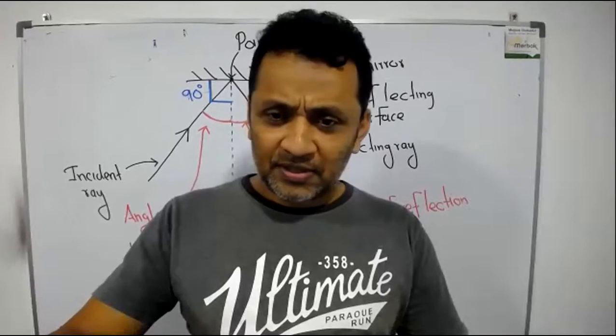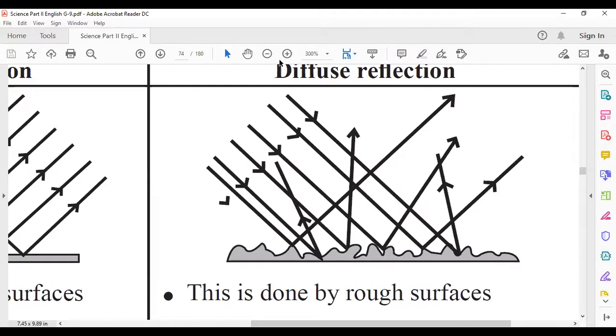So coming to the right side picture, what kind of incident rays are these? Are they parallel, not parallel? What about them? Remember, here this arrow has been missed, but that is not a bigger issue. Not parallel.